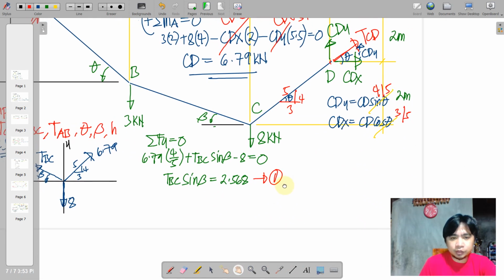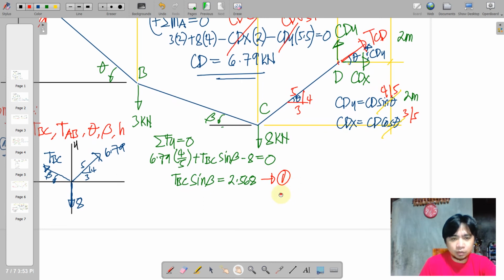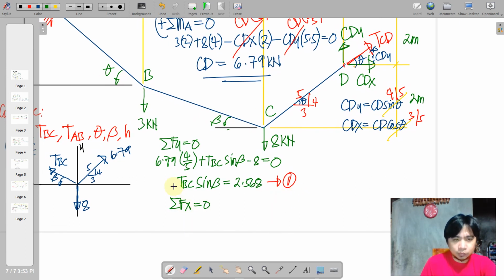And then of course we need to perform summation of forces in x is equal to 0 to supplement our equation 1. Okay, so what are the horizontal forces? Of course 8 has no horizontal force because this is purely vertical. Only these two are horizontal, TBC and 6.79. So TBC is a rightward force.